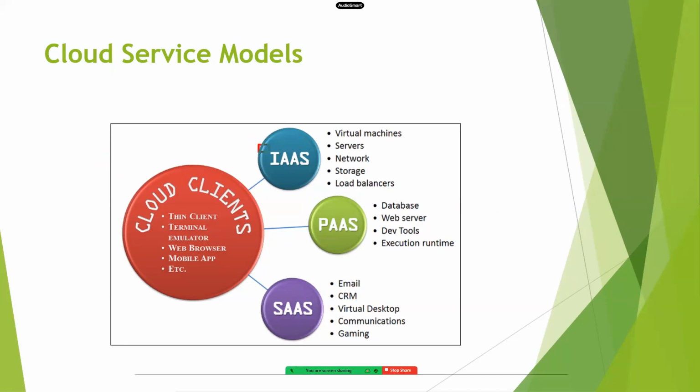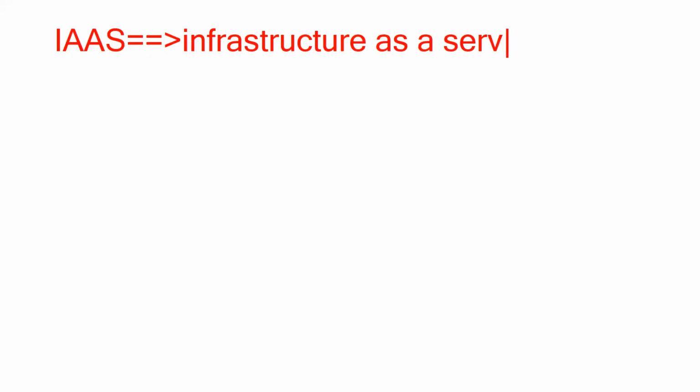Now here I am giving IaaS. What is the 'as', guys? Infrastructure as a service. Okay, what all things come under infrastructure? Physical things like server, storage, network, database. These are infrastructure. So these things come under infrastructure as a service.